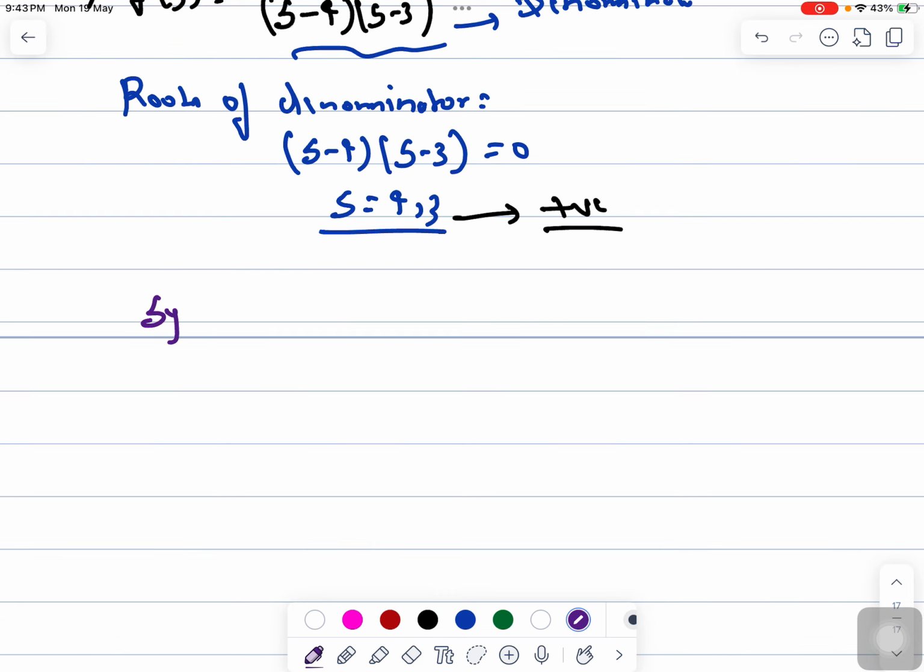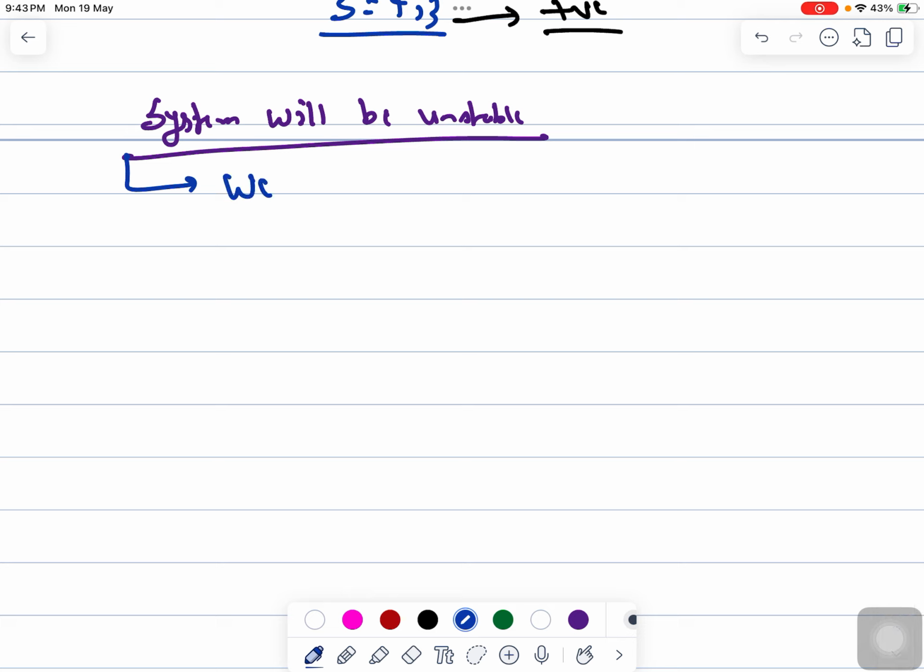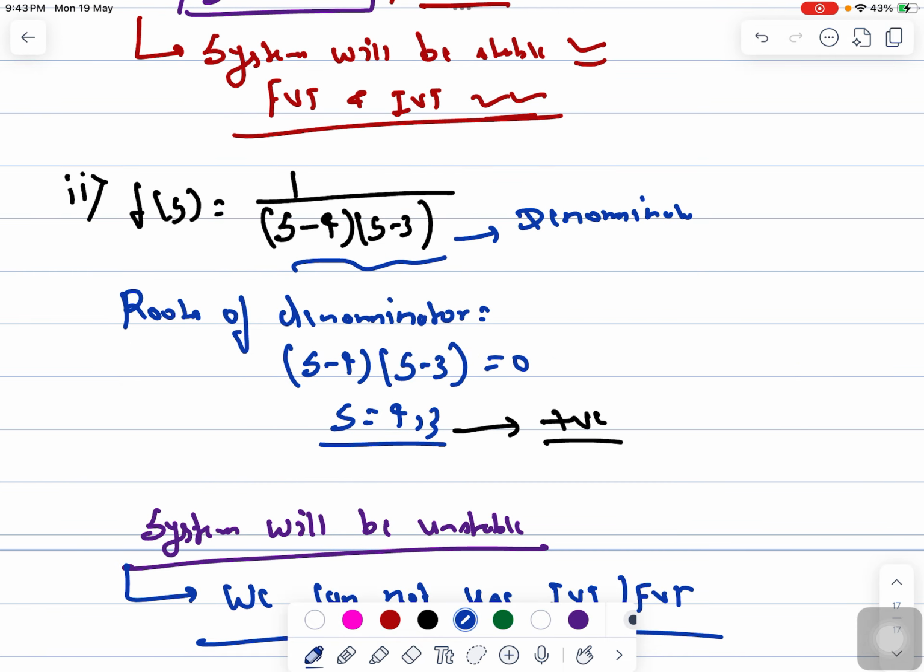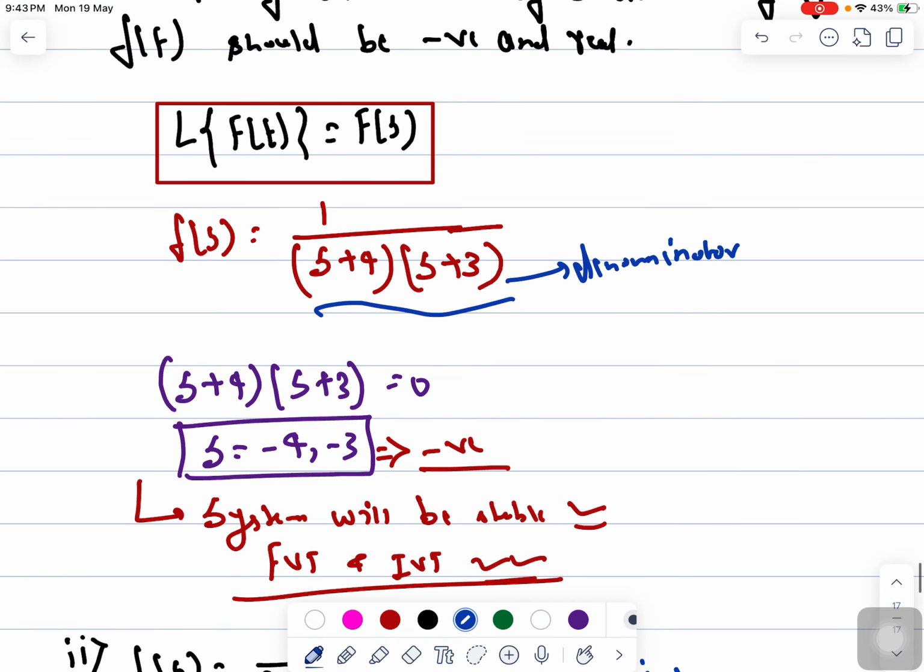So the system will be unstable, and here we cannot use the initial value theorem or final value theorem. So here the initial value theorem and final value theorem fail. So in short, what we can say is that first we have to look at the denominator, and after that we have to calculate the roots of the denominator, and if the roots of the denominator are negative, then definitely the system will be stable and you can use the initial and final value theorem like in this particular problem.